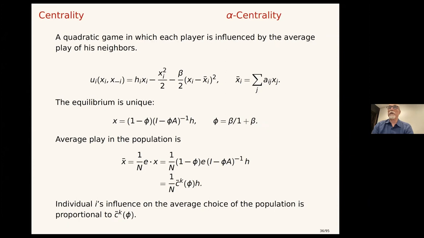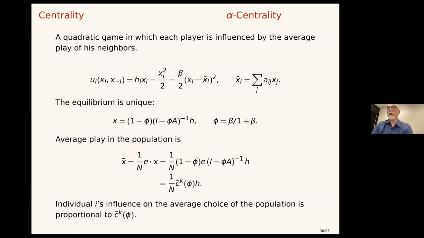This is a measure of distance. How far are you from the average of what everybody else is doing? And you get this utility. Okay, this is a minus sign. So you get this utility by being far away from the average.